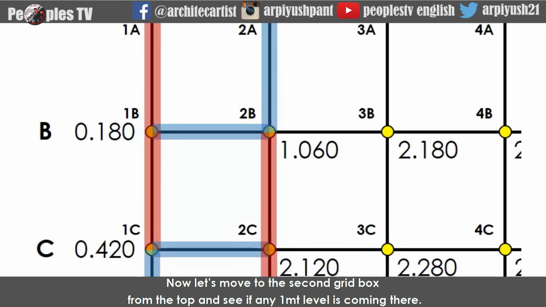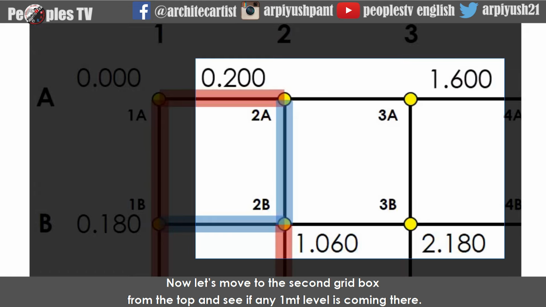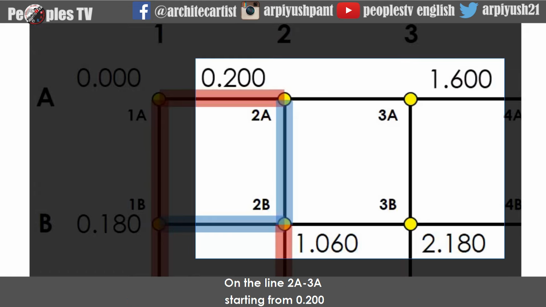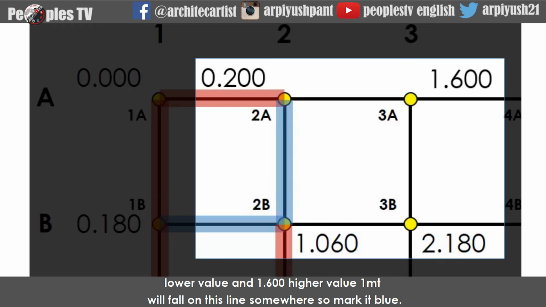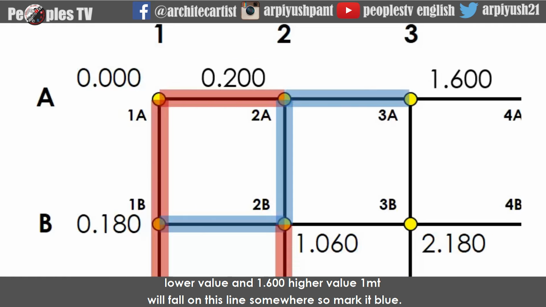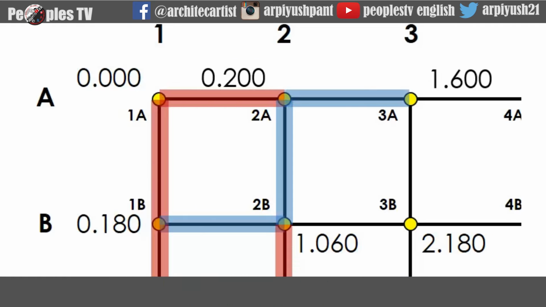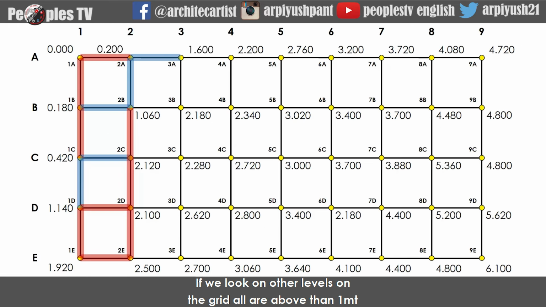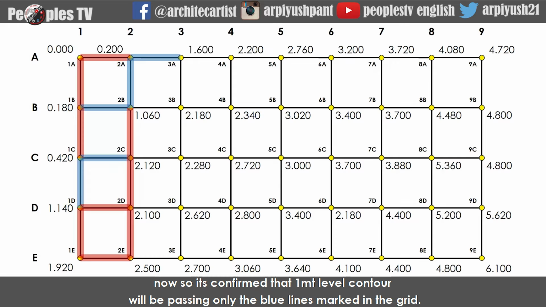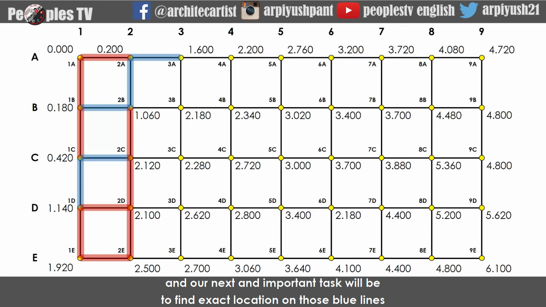Now let's move to the second grid box from the top and see if any 1 meter level is coming there. On the line 2A, 3A, starting from 0.2 lower value and 1.6 higher value, 1 meter will fall on this line somewhere. So mark it blue. If we look at other levels on the grid, all are above 1 meter. So it is confirmed that the 1 meter contour will be passing only through the blue lines marked in the grid. And our next and important task will be to find the exact location on those blue lines of the points through which the 1 meter contour line will pass.